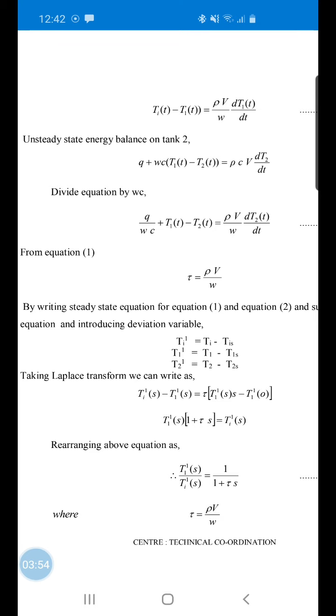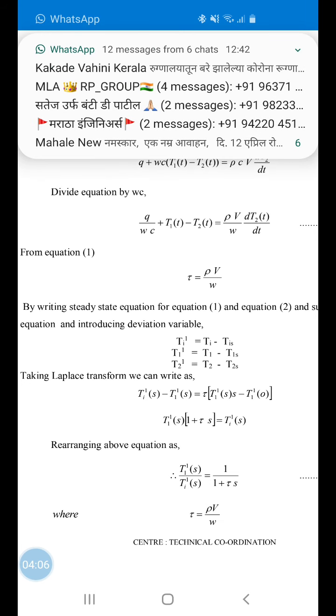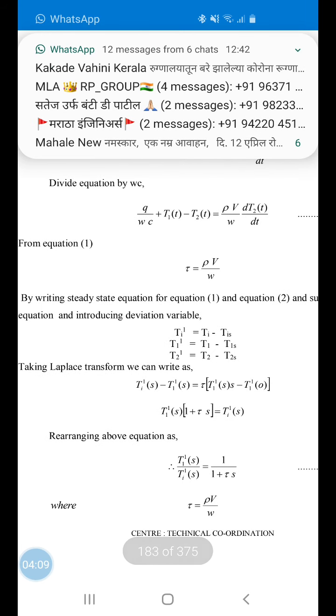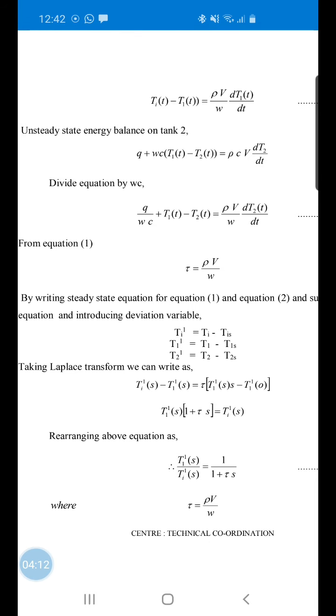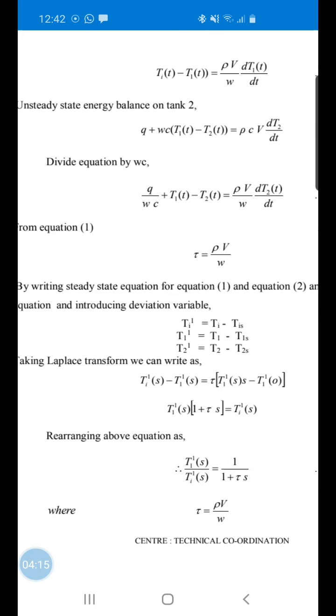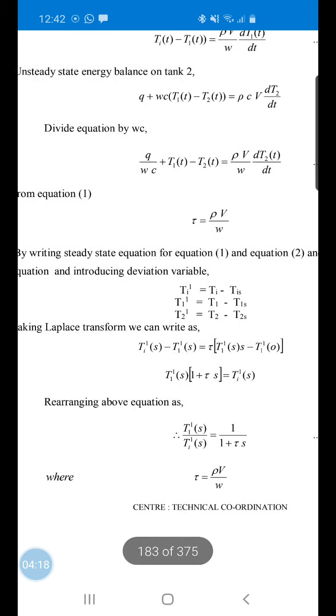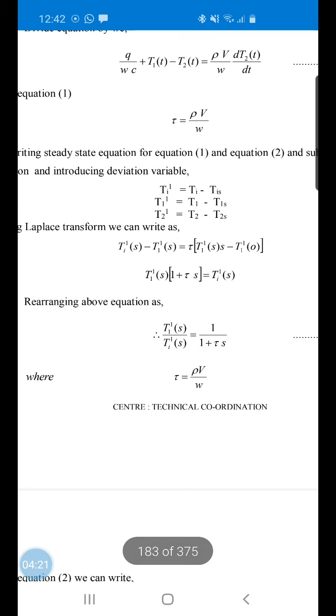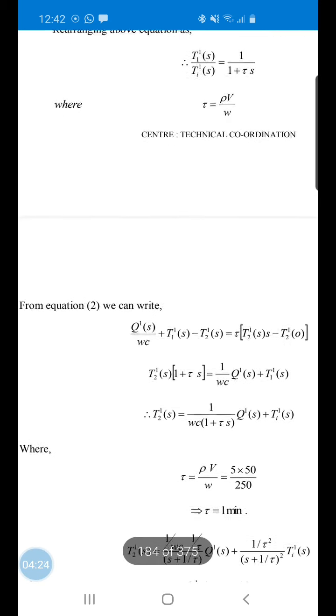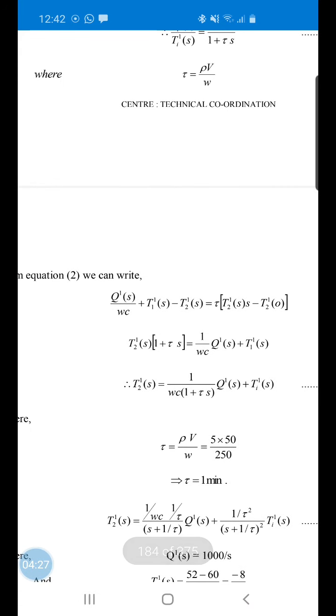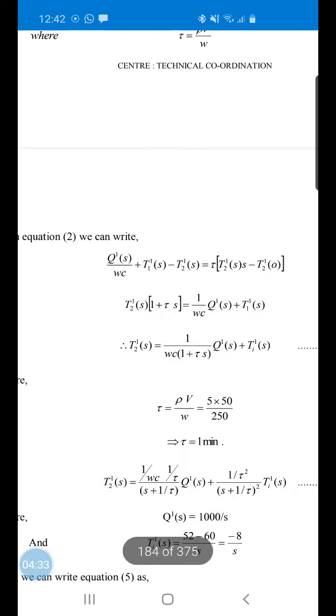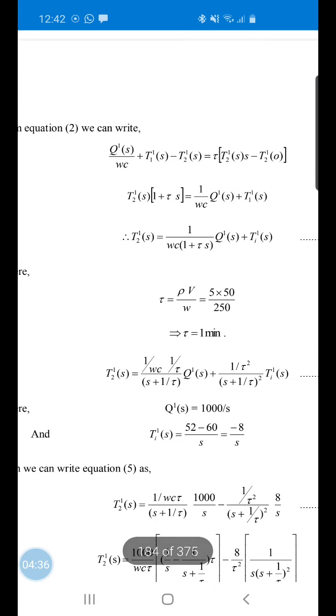Now writing both equations at steady state, introducing the deviation variables, subtracting, and taking the Laplace transform, you will get the following equations. The first one will be T1 dash minus Ti dash is equal to tau into S T1 dash of S. Is it right? So T1 dash by Ti dash is equal to 1 upon (tau S plus 1), and the second equation becomes T2 dash is equal to 1 by Wc into (1 plus tau S) Q dash of S plus T1 dash of S. Is it right? So you can find T2 dash from this.